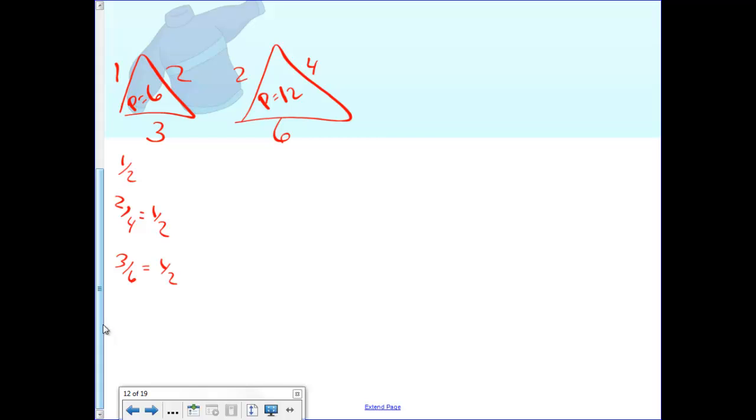So here's my question. What's the ratio of the perimeters? 6 to 12, which is the perimeter. Ratio of the perimeters is 1/2, which is the same thing as our scale factor, right? The ratio of the perimeters is the same thing as our scale factor. Got it?